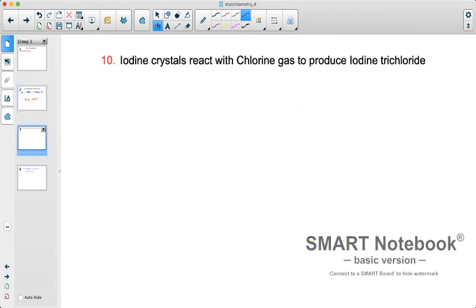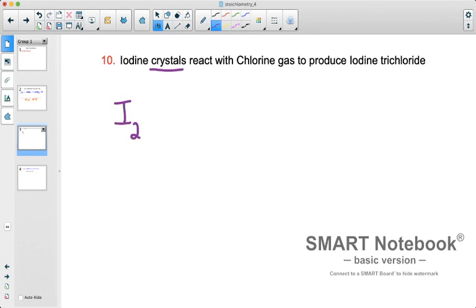So this is actually problem 10 from the worksheet. And it says iodine crystals react with chlorine gas to produce iodine trichloride. All right, so we start off with iodine crystals. By using iodine crystals, they're just telling us that it happened to be solid. And in some instances, we're going to write our phases of matter, but right now I'm not interested in that. So iodine is a diatomic element. So I'm going to write it as I2. You have to remember which ones are diatomic.